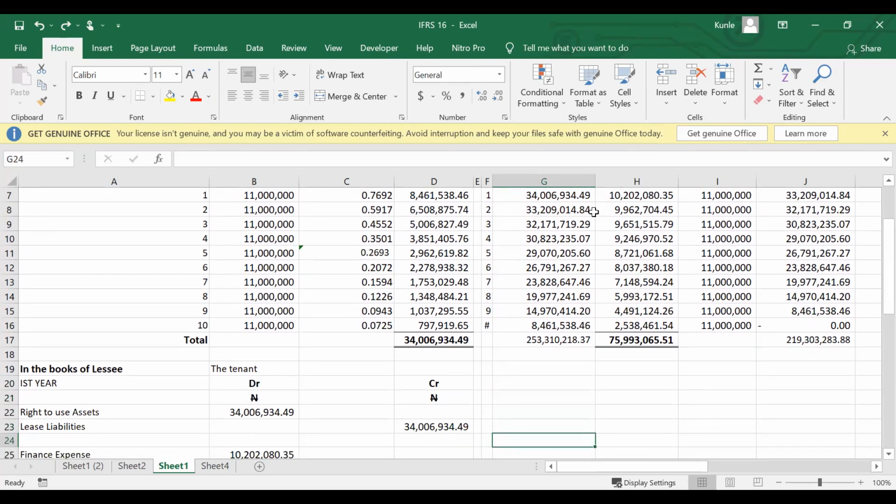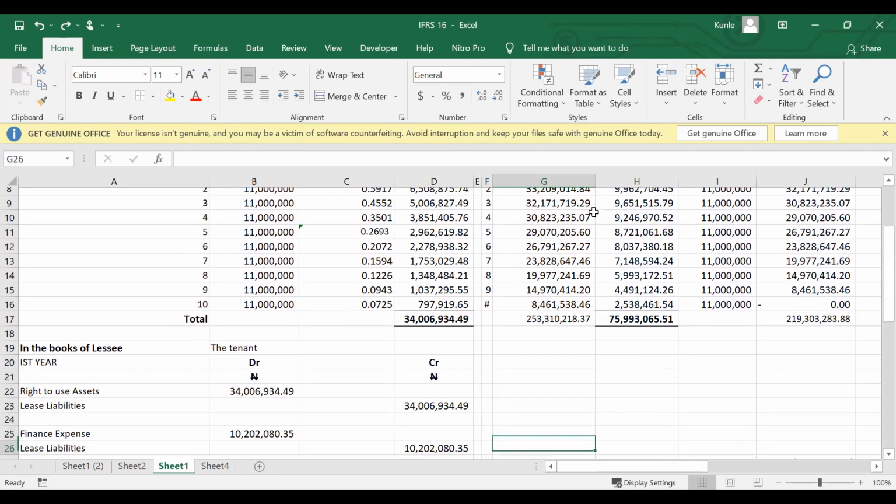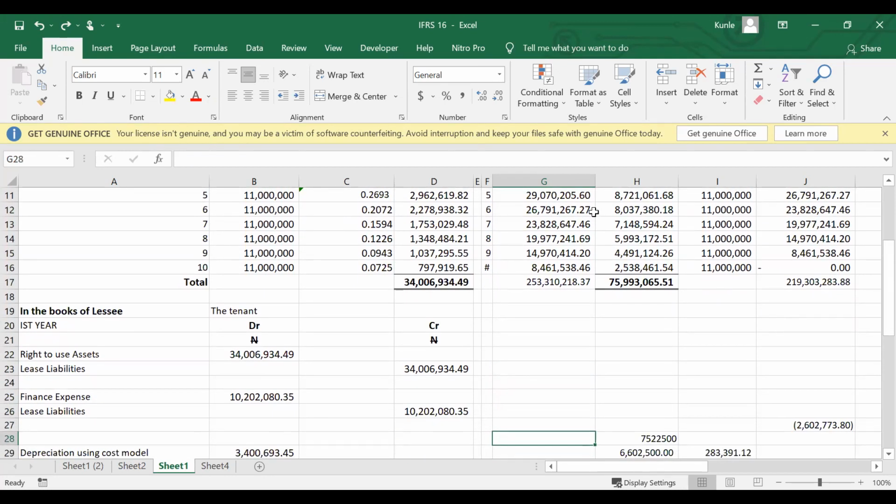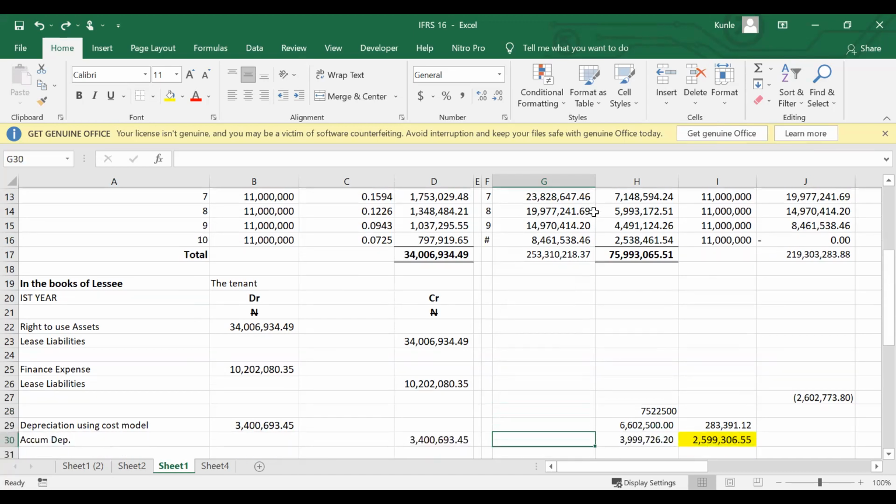The first year, we have to recognize our right of use of assets by debiting that and crediting our lease liability. That's exactly what the first journal is talking about. And secondly, our finance expenses, then lease liability as well. Then, hold it there. Look at this. This is what they did practically. Is it different from what we did in the illustrations? Exactly the same.